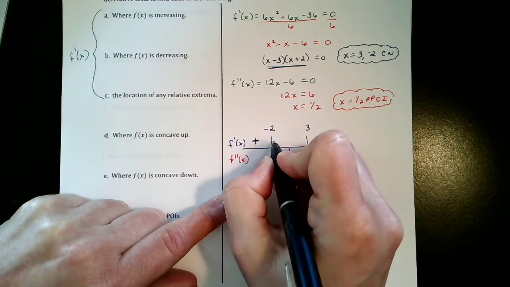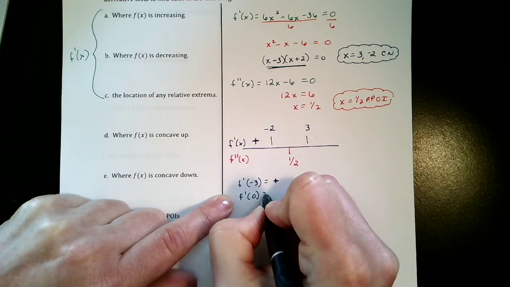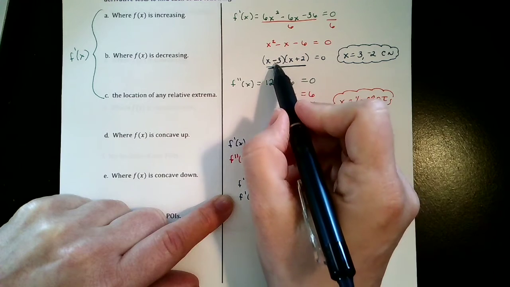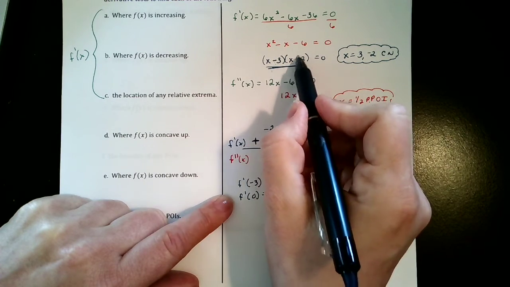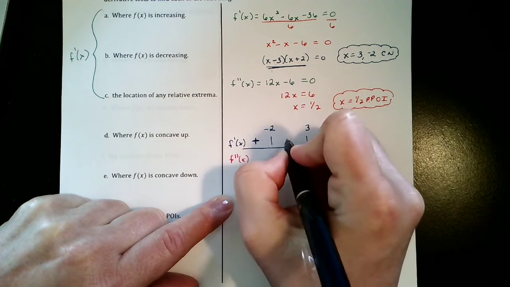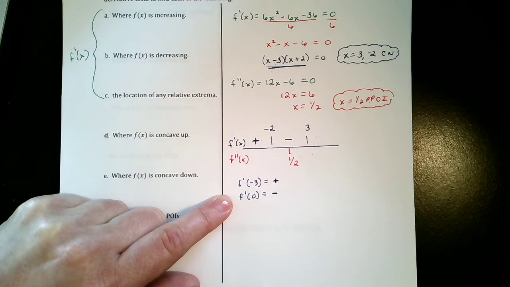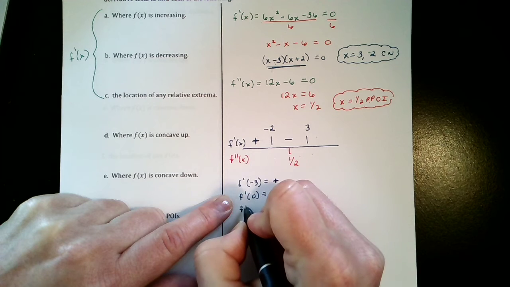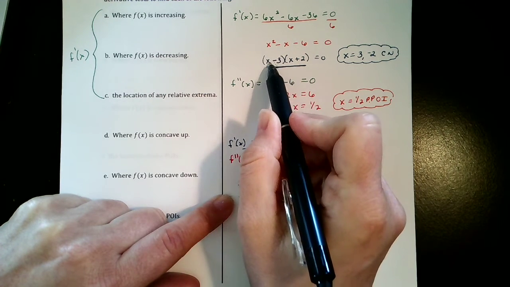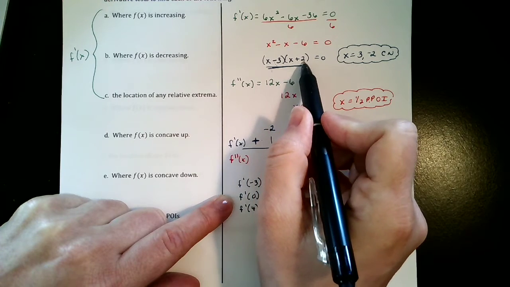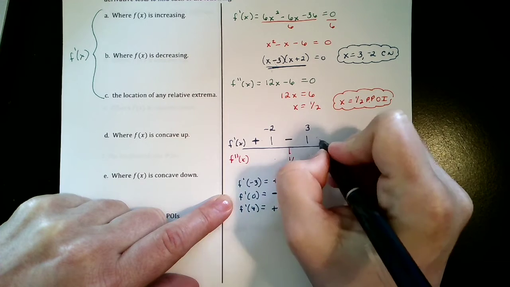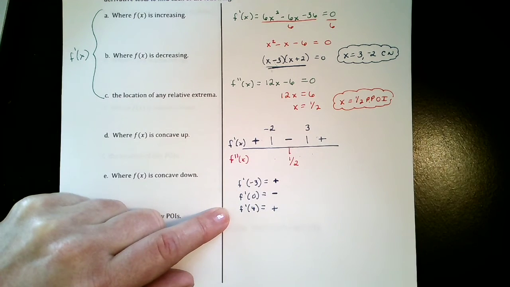Let me pick a number between negative 2 and 3. Well, the easiest one to pick is 0. So if I put 0 in here, I get negative 3 times positive 2. Well, negative times positive is a negative. So I can put my negative sign in there. And now I need a number to the right of 3. Let's say 4. If I put 4 in here, 4 minus 3 is positive. 4 plus 2 is positive. A positive number times a positive number is a positive answer. So I have my positive signs there.